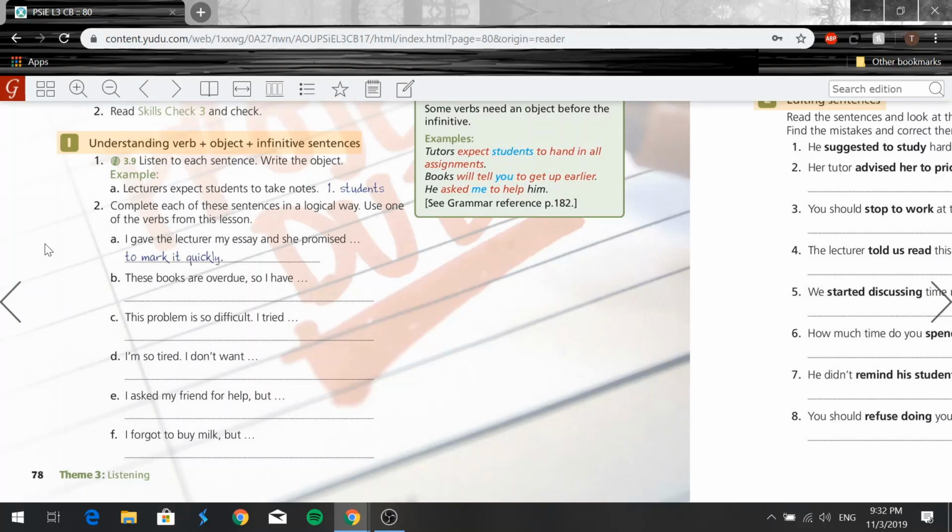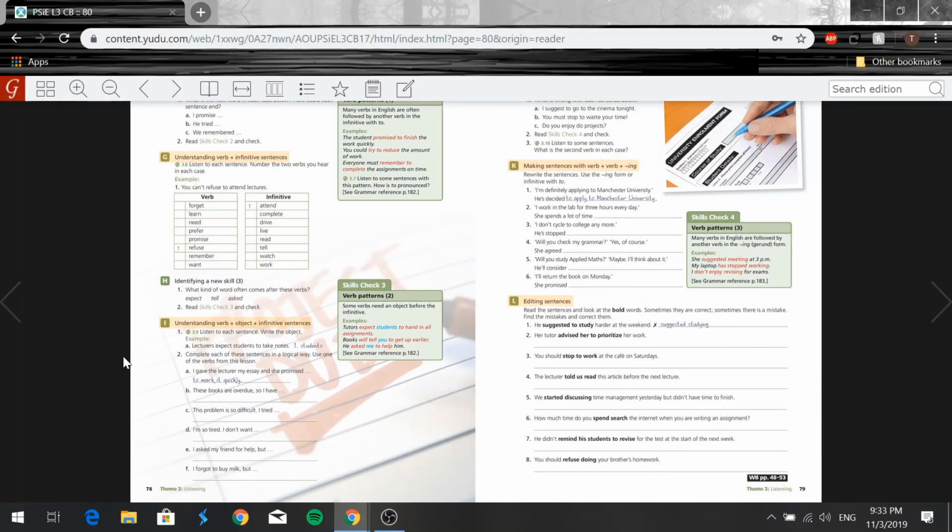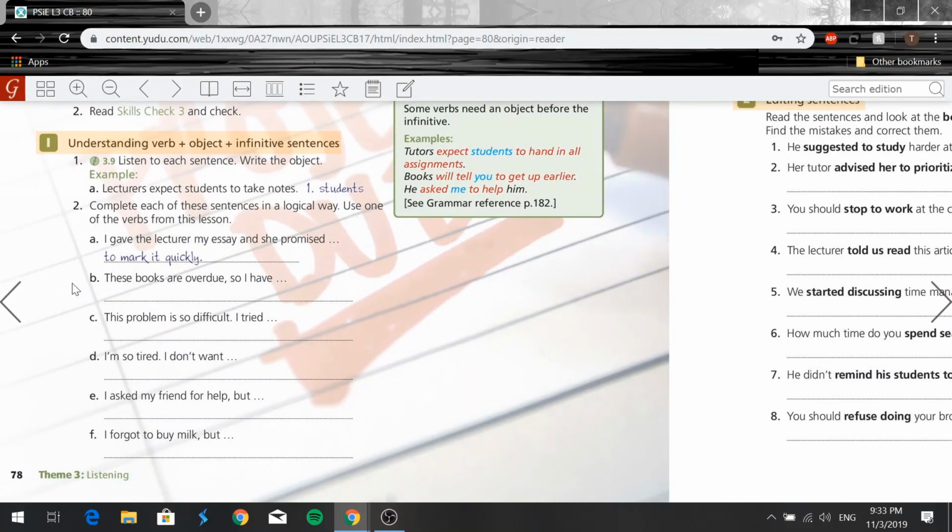Now let's go to C. This problem is so difficult, I tried... What can I say here? I can say, I tried to solve it, but I couldn't, right? Makes sense? D: I'm so tired, I don't want to study this evening. Then we have E: I asked my friend for help, but he refused to help me, right?